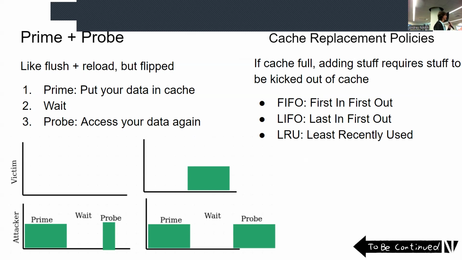How you implement this is going to depend on how the cache replaces data when it's full. There are different policies you can learn about. First in, first out: the very first piece of data we put in is the first to come out. So when we're probing, we would just check, hey, what was the first thing we put in? If it's no longer there, then we know they accessed that function we were interested in, because it replaced what we had. There's last in, first out. So now instead of checking the first thing we put in, we would check the last thing we put in. And then least recently used. So that's prime and probe.